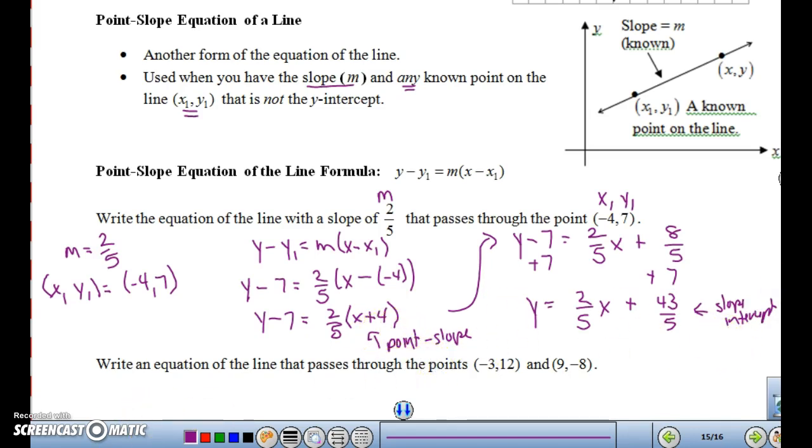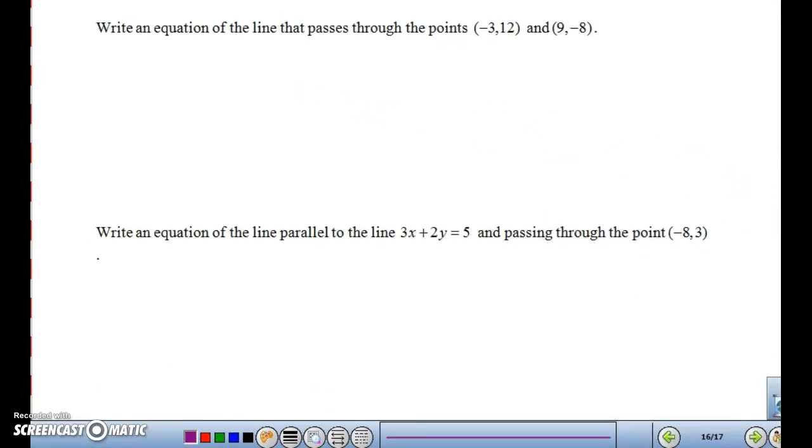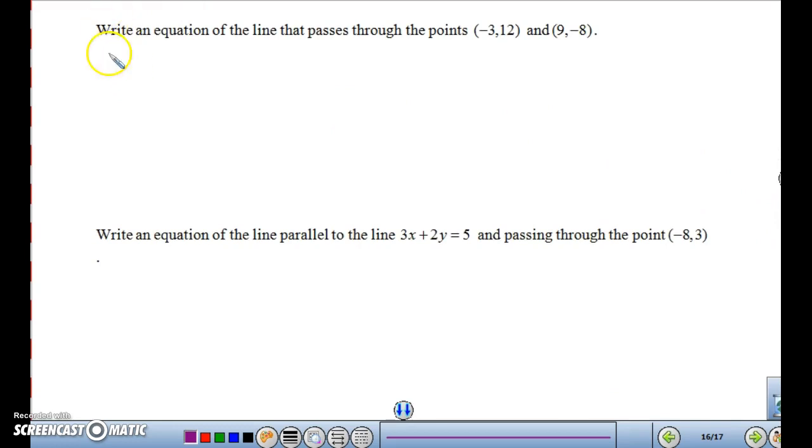All right, let's do one more. Write an equation of a line that passes through the points -3, 12, and 9, -8. So, first of all, we need to figure out the slope. We know the slope formula is delta y over delta x. So we have two y's there. -8 minus 12 over 9 minus -3.